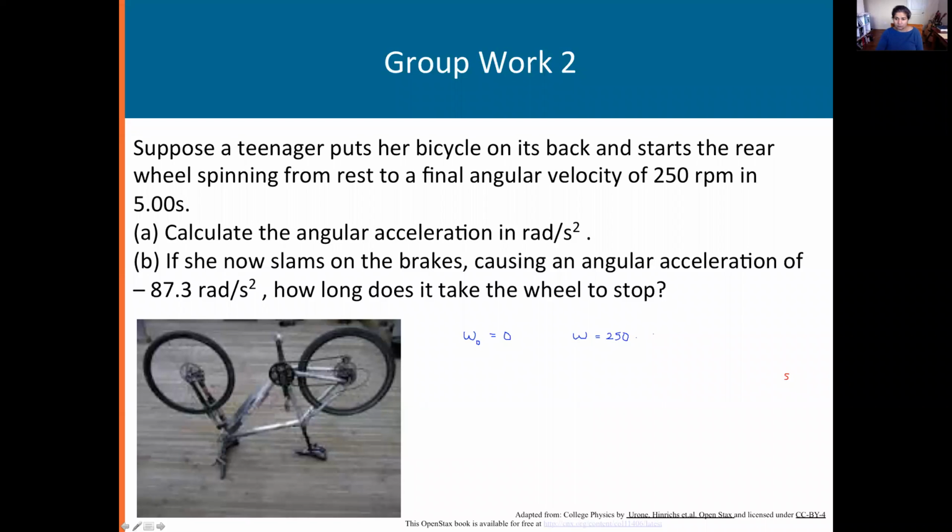We know that there are 2 pi radians in 1 revolution. So now we're in radians, but we're still per minute. We need to change the per minute to per seconds. In a minute, there are 60 seconds, and now we are in radians per second. So you do need to do these kinds of conversions, very important. And how long does it take to change this angular velocity? It takes a time of 5 seconds.